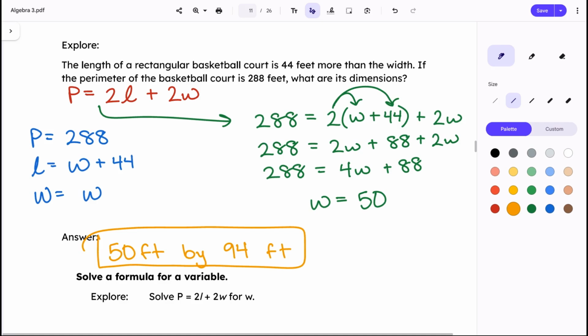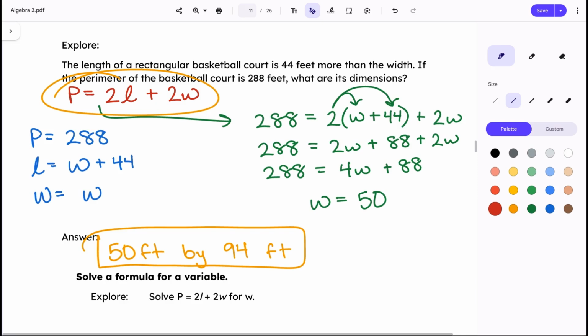If I wanted to check it, I could take 50 and 94. I could plug it in up here to my perimeter formula. I could take 2 times 50 plus 2 times 94, and I should be at 288. That would just be a quick way I could check it, make sure I solved it correctly.